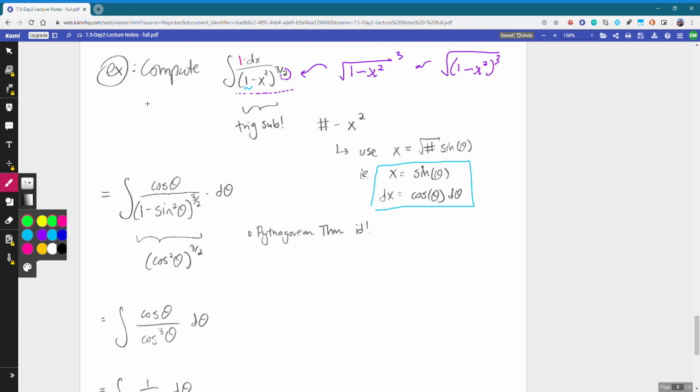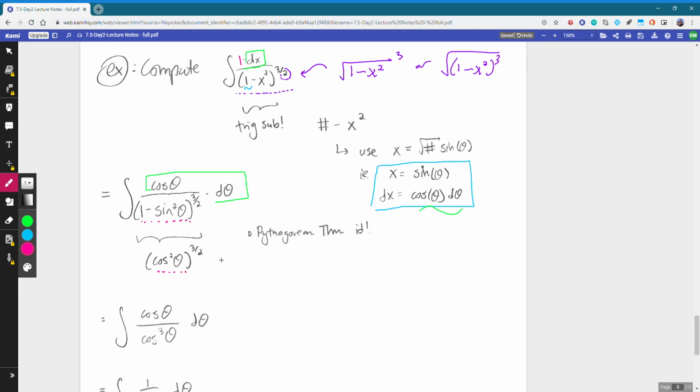Making that substitution, our dx up top swaps out with cosine theta d theta. And down in the bottom, our x squared becomes sine squared. And here right away, we can literally use our Pythagorean theorem. It tells us that 1 minus sine squared equals cosine squared.